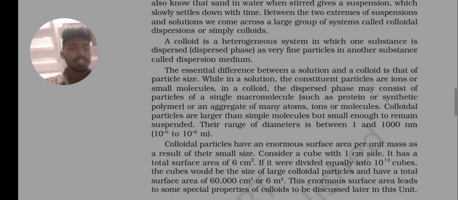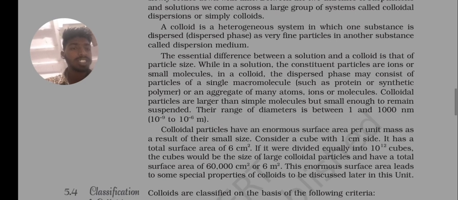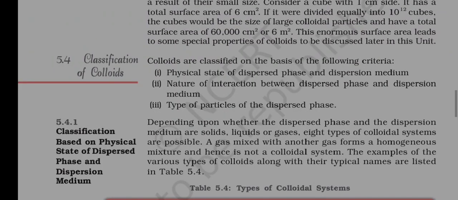Colloidal particles have an enormous surface area per unit mass as a result of their small size. Consider a cube with 1 cm side. It has a total surface area of 6 square cm. If it were divided equally into 10^12 cubes, the cubes would be the size of large colloid particles and have a total surface area of 60,000 square cm, or 6 square meters.